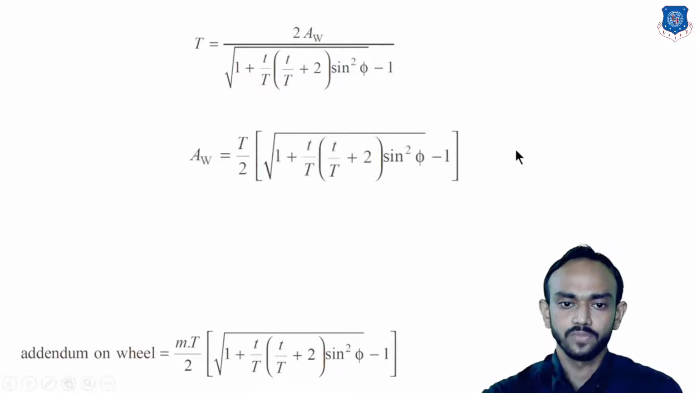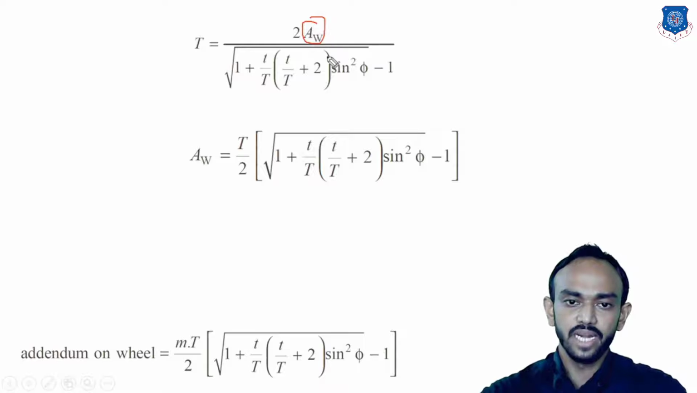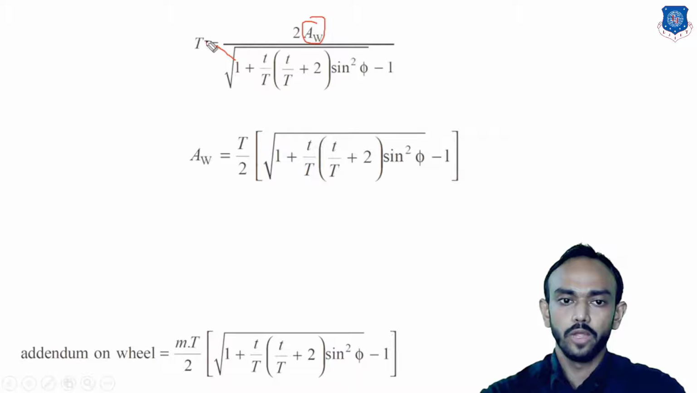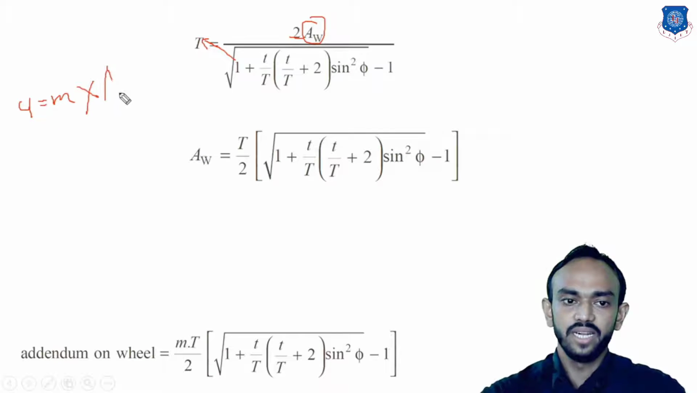Okay, let's start. AW is equal to, making capital AW the subject, this is going to multiply here and divide by 2, so T by capital T by 2 into this. Now what is the addendum? The addendum is equal to module into capital A into W. So we are going to multiply by M on both sides, here and here.